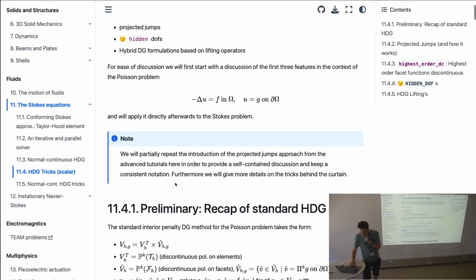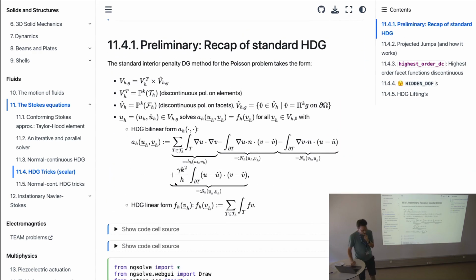Okay, so let's take a step back and repeat what standard hybrid DG looks like, and this is now for the scalar case to make things a bit easier. You have polynomials of degree k, that's okay for you, Philip. So we have on the volume P^k, on the facet P^k, polynomials which are apart from that discontinuous across the mesh, and you do an interior penalty discretization.